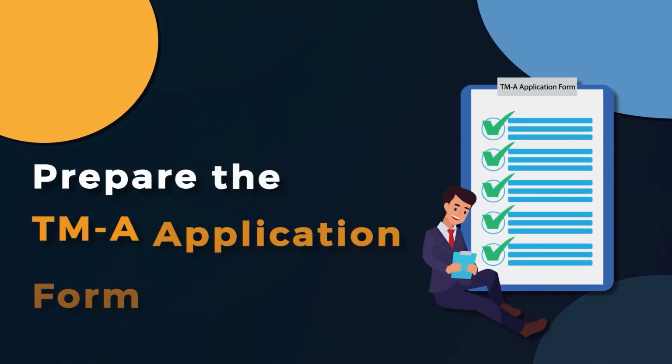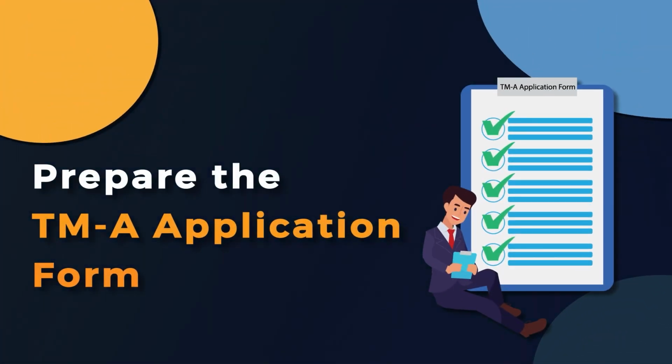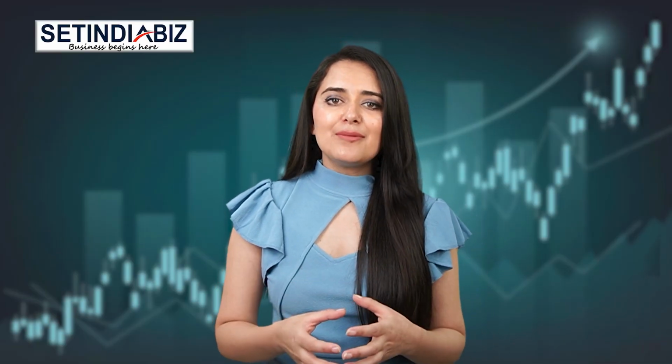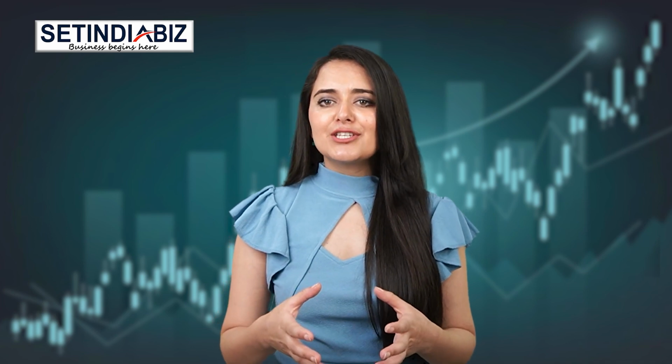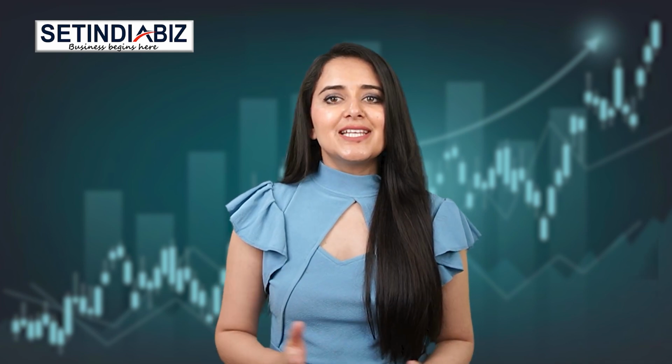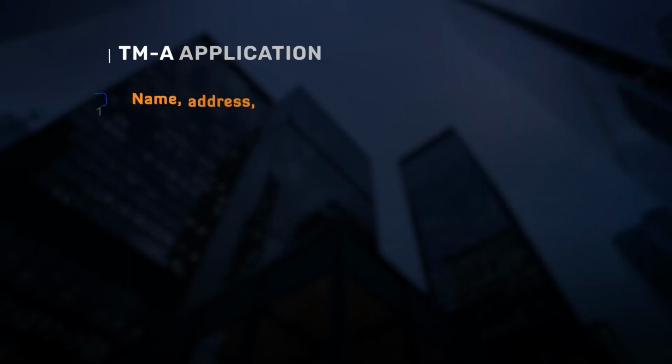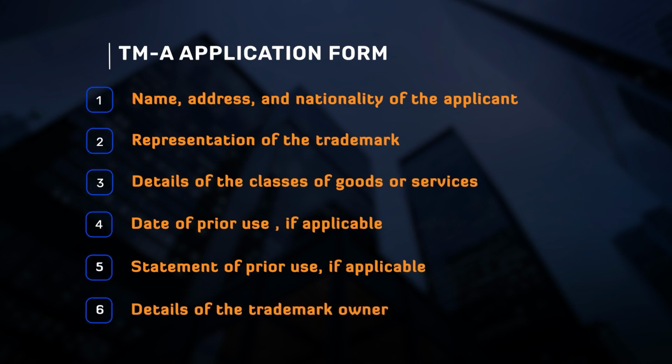Step 4. Prepare the TM-A application form. Once you are sure your trademark is available for use, it's time to fill out the TM-A application form for its registration. This can be done online and offline. You will just have to provide details like: first, name, address, and nationality of applicant; second, representation of the trademark; third, details of classes of goods or services; fourth, date of prior use if applicable; fifth, statement of prior use if applicable; and sixth, details of trademark owner.